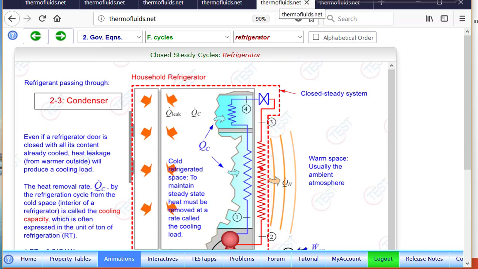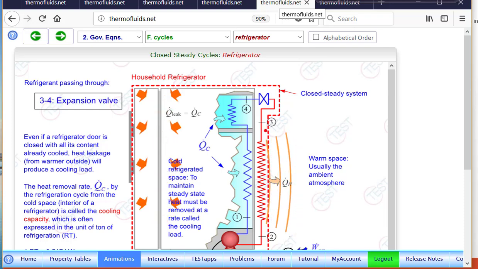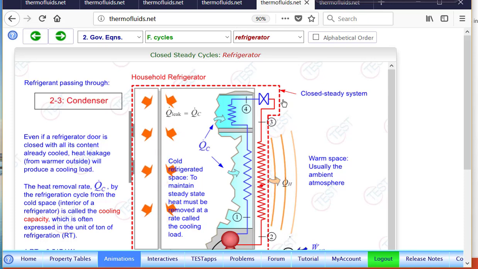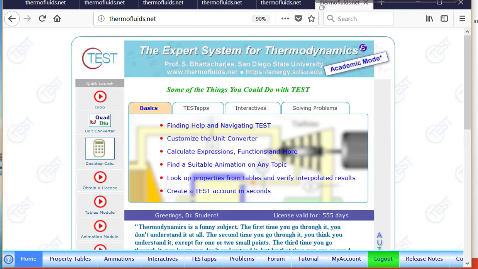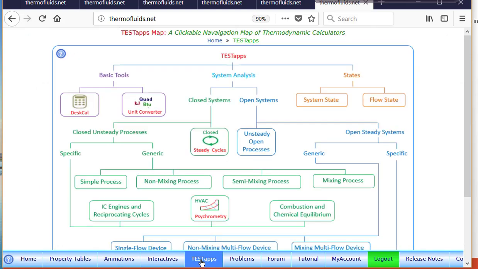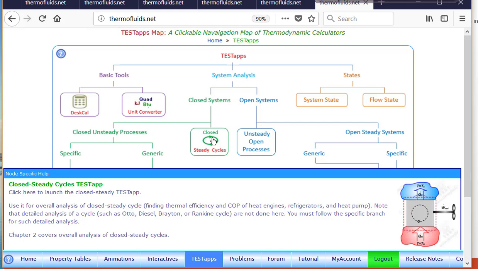Similarly, if you look at the workings of a refrigerator or a heat pump, you will find that across the red boundary there is only heat and work transfer. So therefore, the simplified closed steady equations should apply to a heat engine or a refrigeration system. The test step that we have for that is under system analysis, closed system, and steady system. This is the one that handles the cycles.